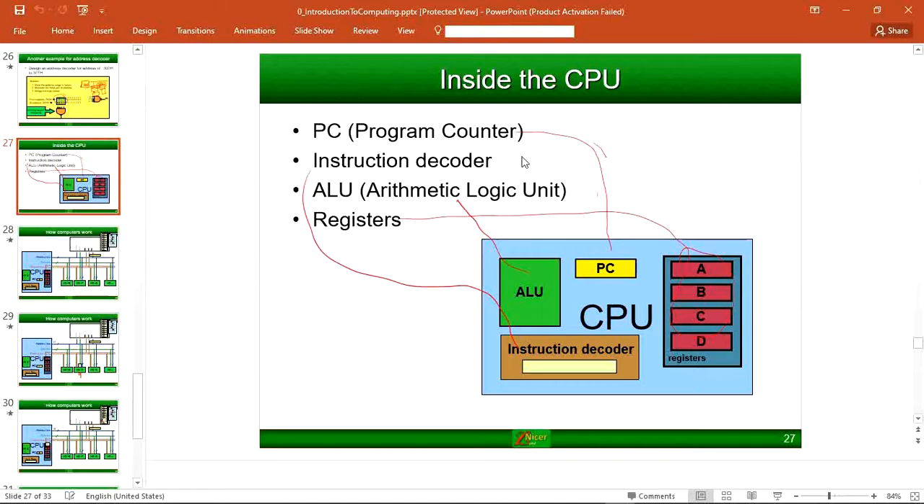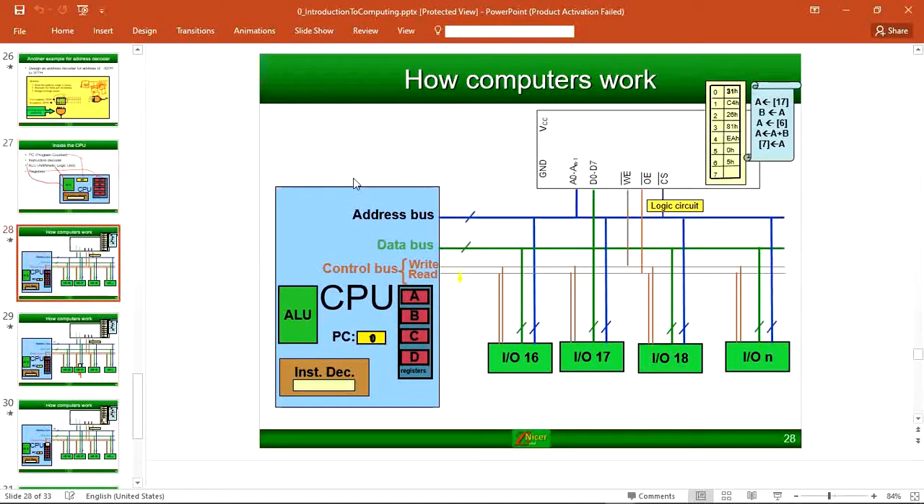The program counter is used to point out the next instruction we are going to perform, and the instruction decoder stores and displays the instruction which is being performed during our operation. The arithmetic logic unit performs all of our arithmetic operations, and registers are used to store all of our memory inputs or outputs. So now we are going to move towards some simple code.